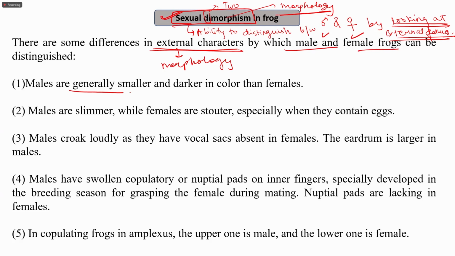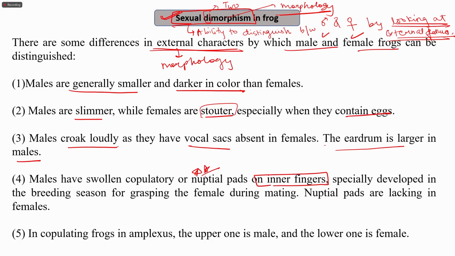Males are generally smaller and darker in color than females. Males are slimmer while females are stouter, especially when they contain eggs, because during the breeding season when they contain eggs, females are stouter. Males croak loudly because they have vocal sacs, which are absent in females. The eardrum is larger in males. Males have swollen copulatory or nuptial pads on inner fingers.